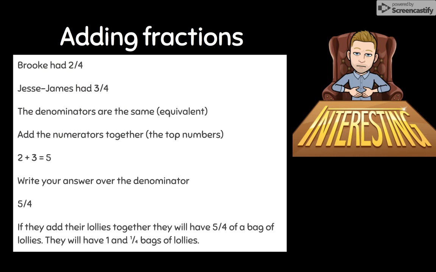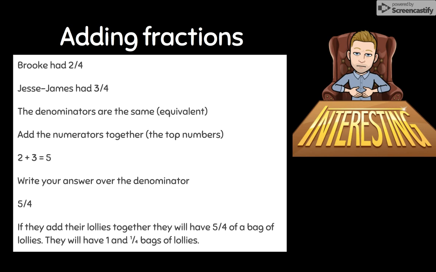All right, Brooke had 2/4 of a bag of lollies, and Jesse James had 3/4. The bottom numbers, or the denominators, are the same. They're equivalent. They're both 4. So we don't need to do anything there.